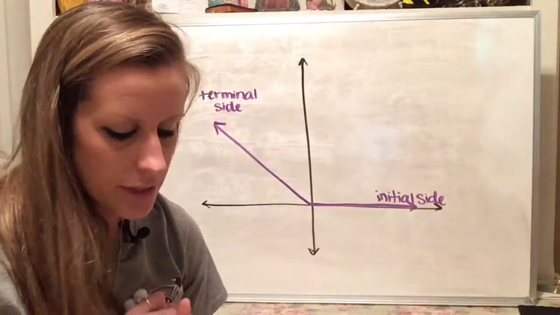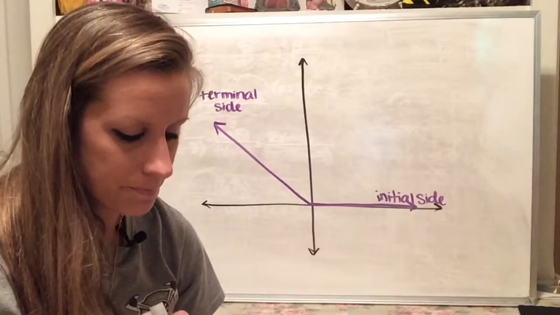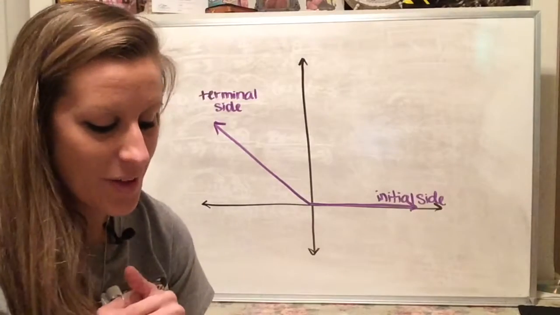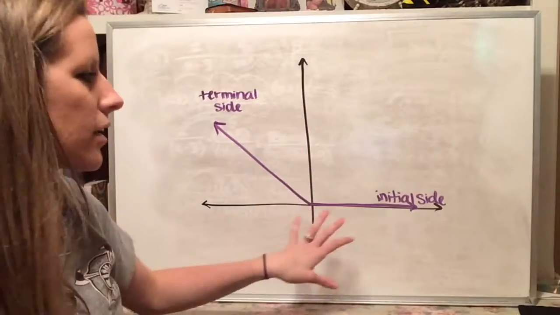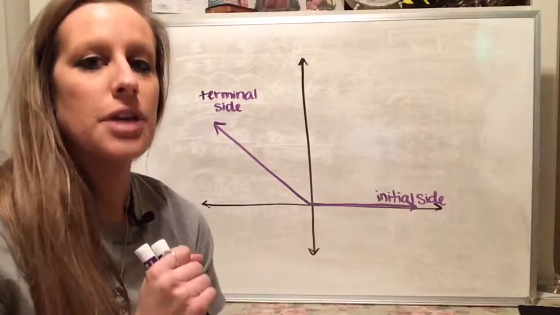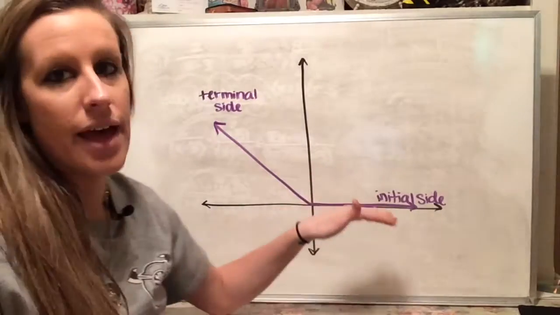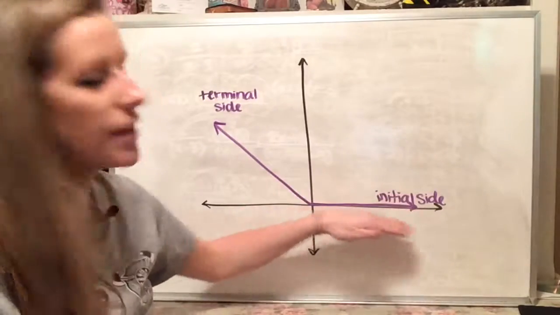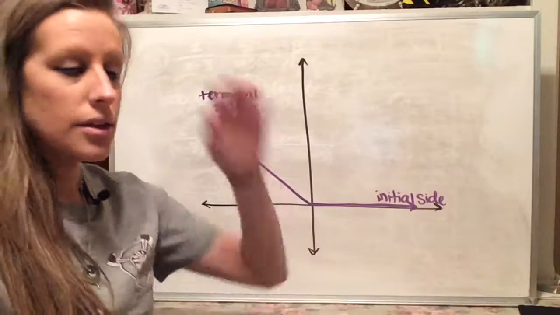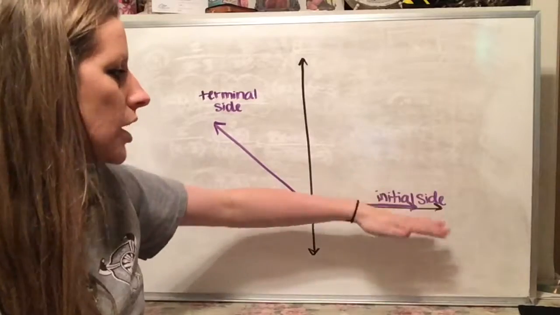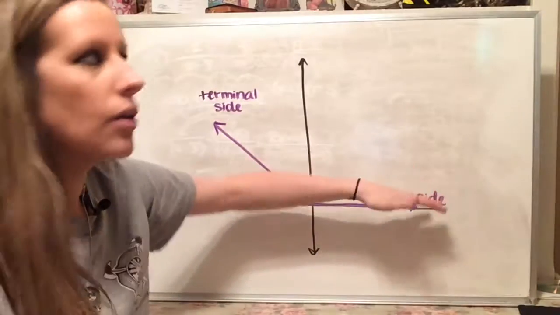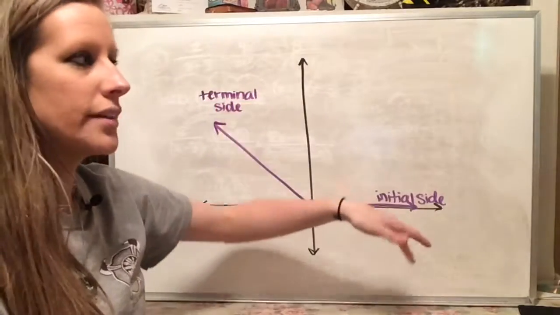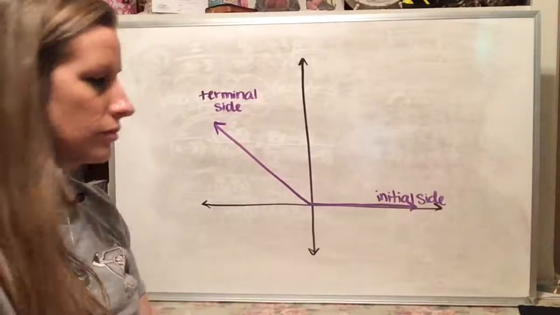So we're going to talk about different terms. All right, let's just get started. So let's talk about angles. Whenever we talk about angles, you have an initial side, right? Your initial side always starts on that positive x-axis, okay? So we start at 0 degrees, that's 0, and then it goes counterclockwise from there, and that's your positive angle.